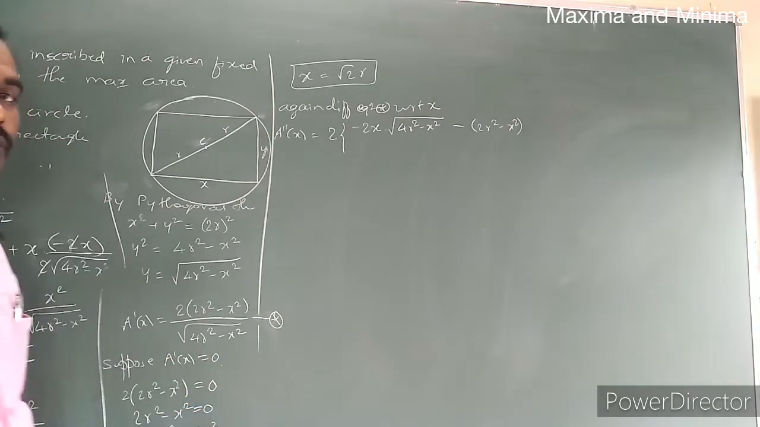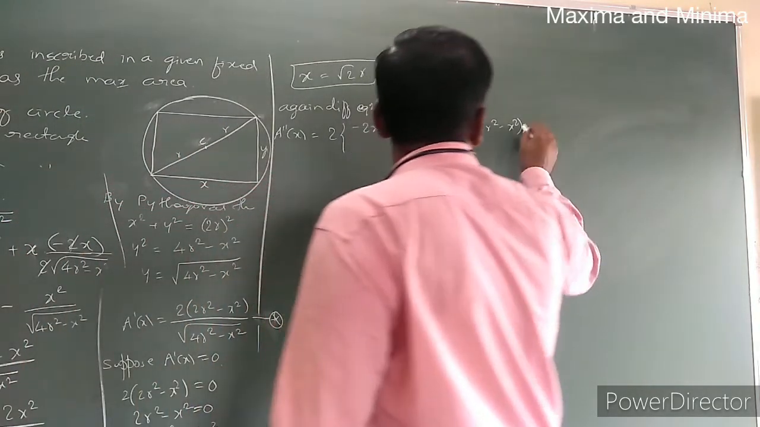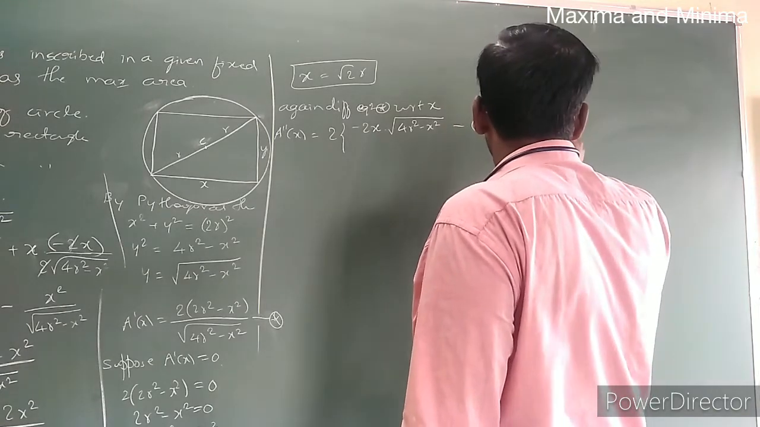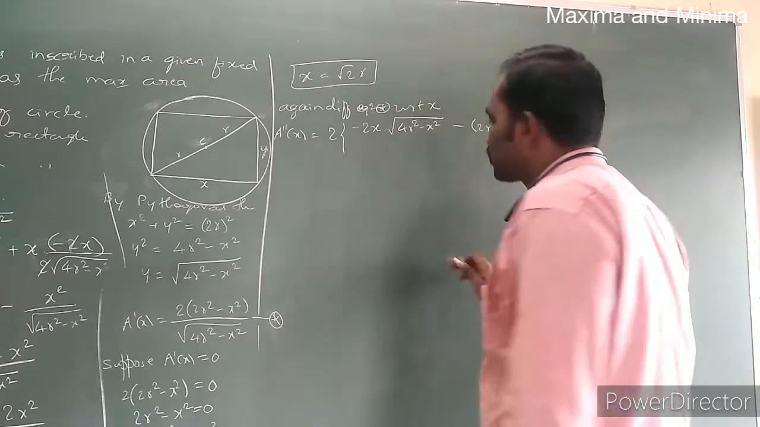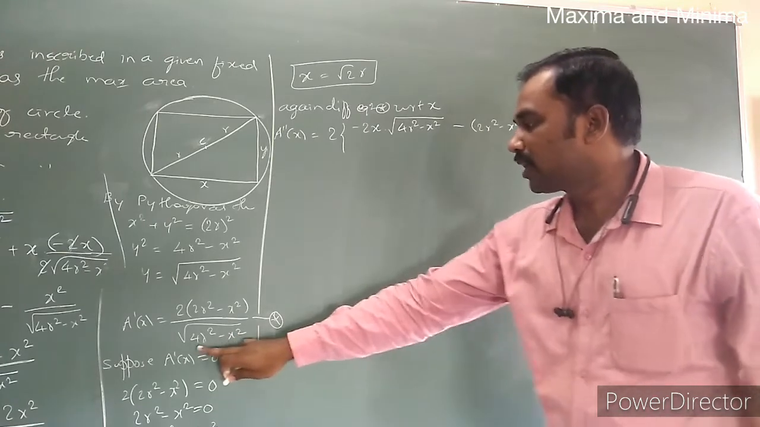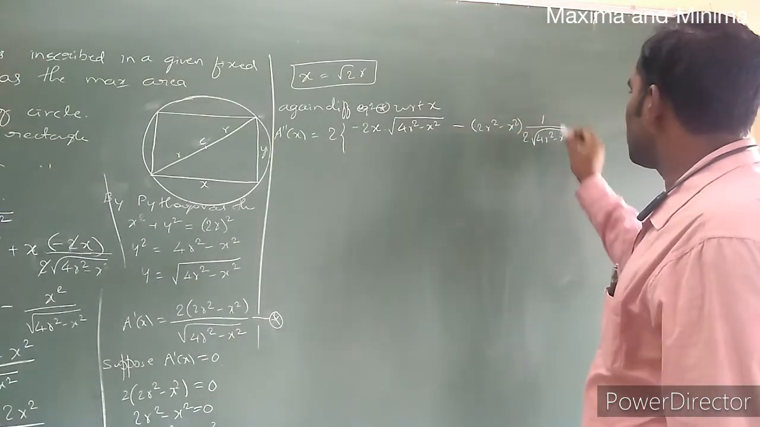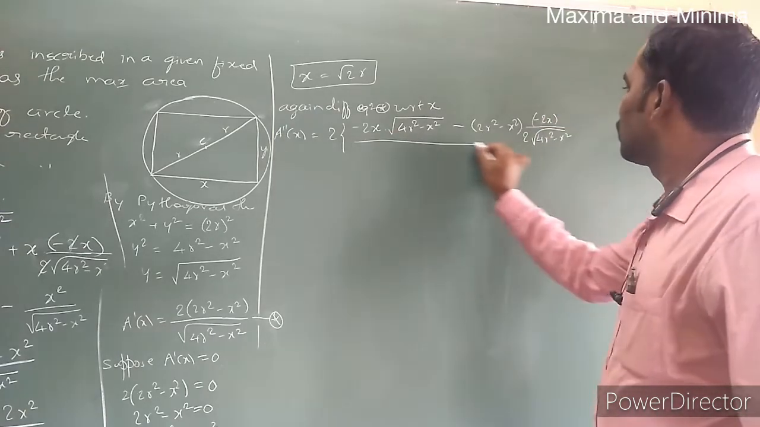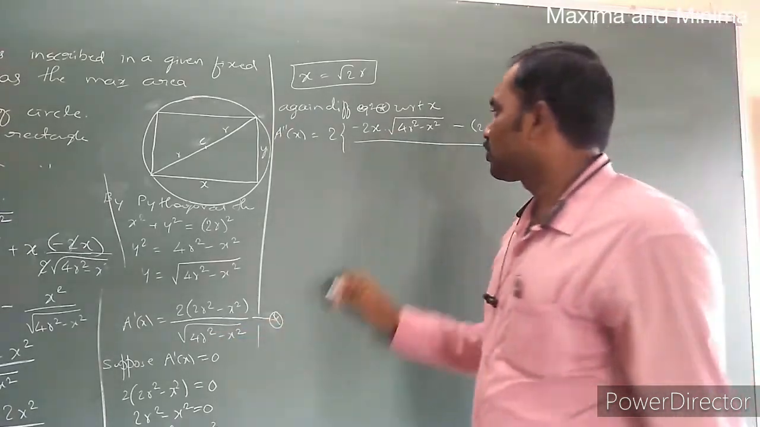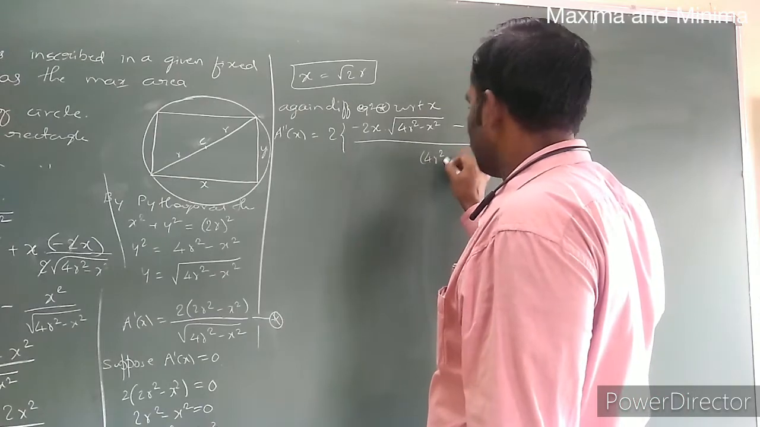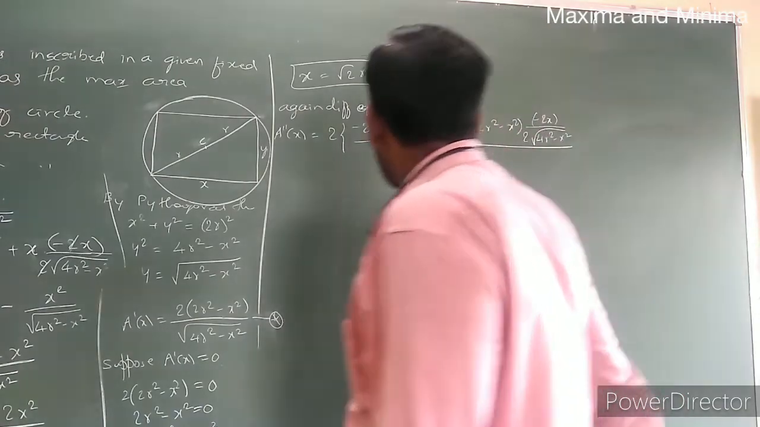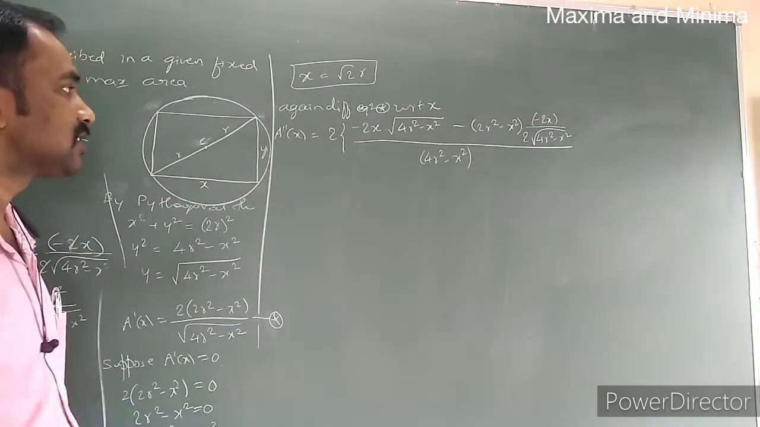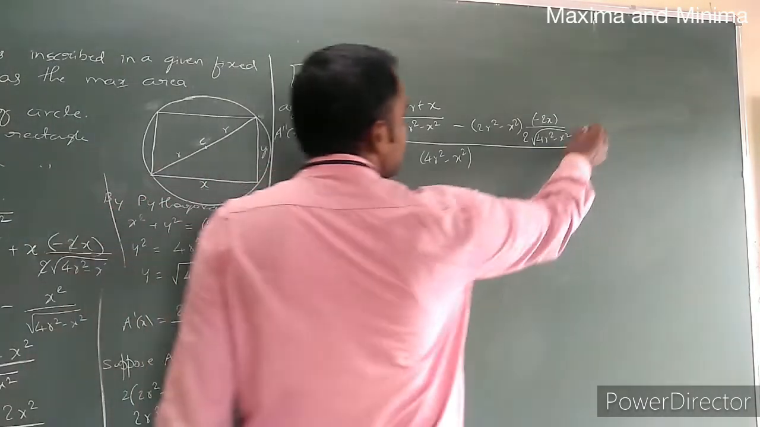What is p'? p is the root of 4r² minus x². What is the derivative of the root? 1 by 2 root of 4r² minus x², and then the derivative of the inside, 4r² minus x², which is minus 2x. This whole thing is divided by p². p² is the root of 4r² minus x² whole squared, which we can write as 4r² minus x².